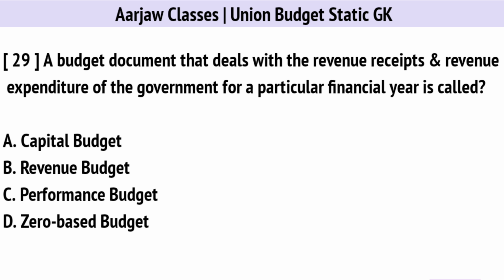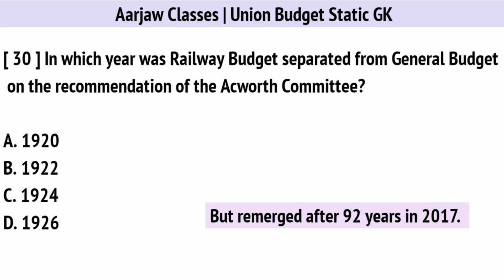A budget document that deals with the revenue receipts and revenue expenditure of the government for a particular financial year is called? Correct option is B. Revenue budget. In which year was the railway budget separated from the general budget on the recommendation of the Acworth Committee? Correct option is C.